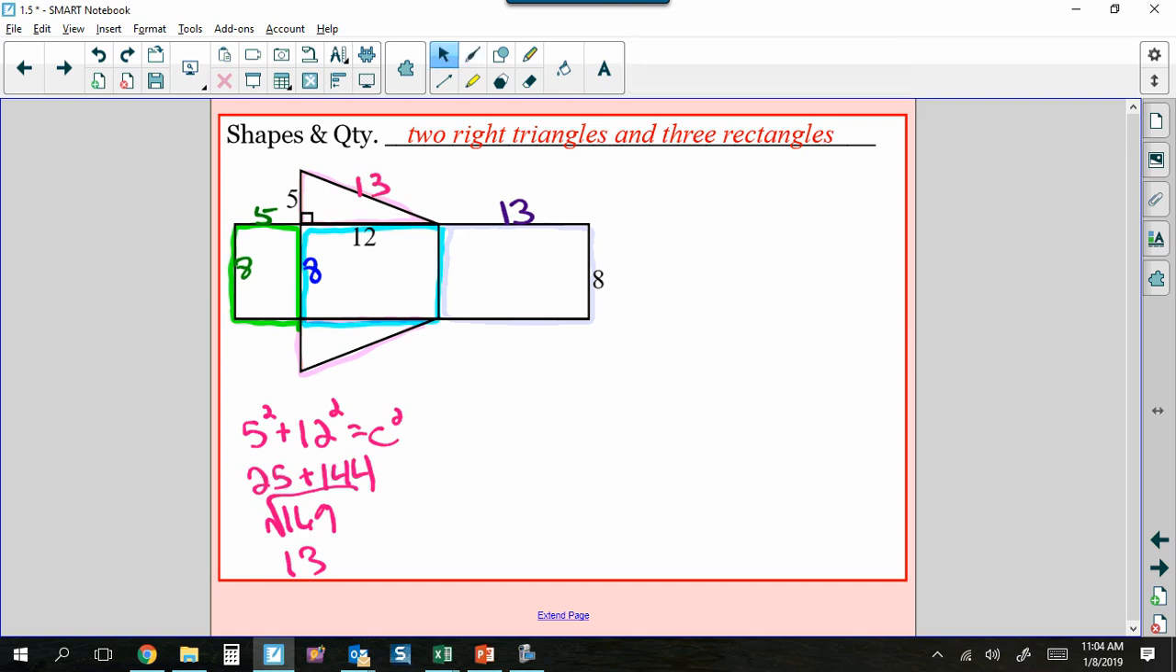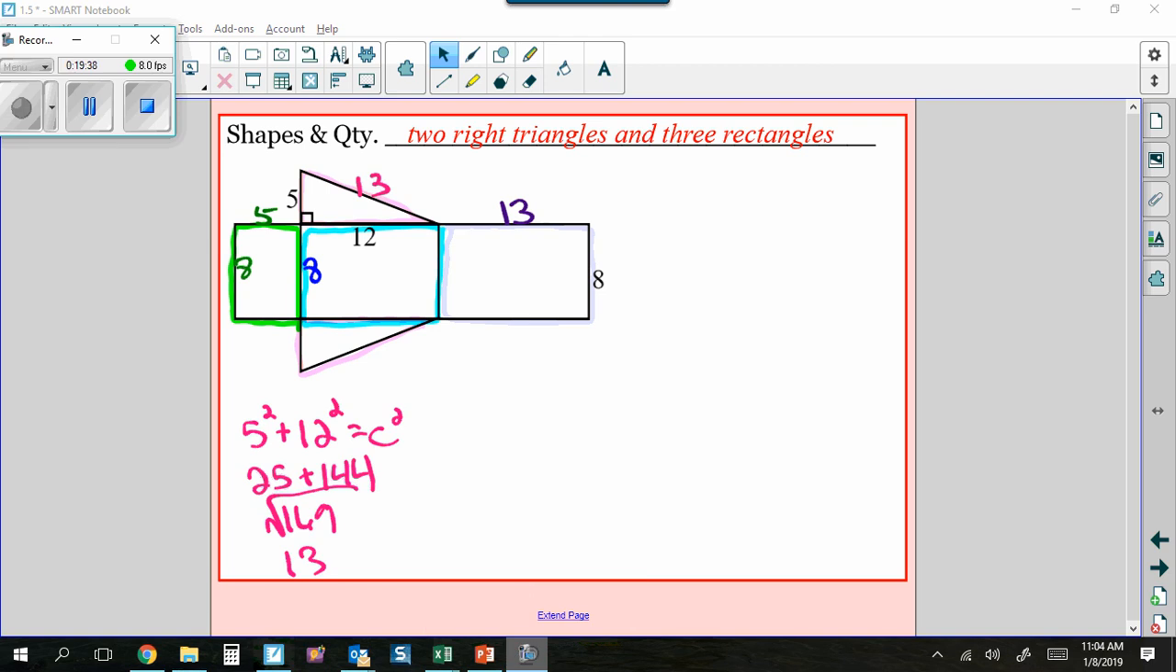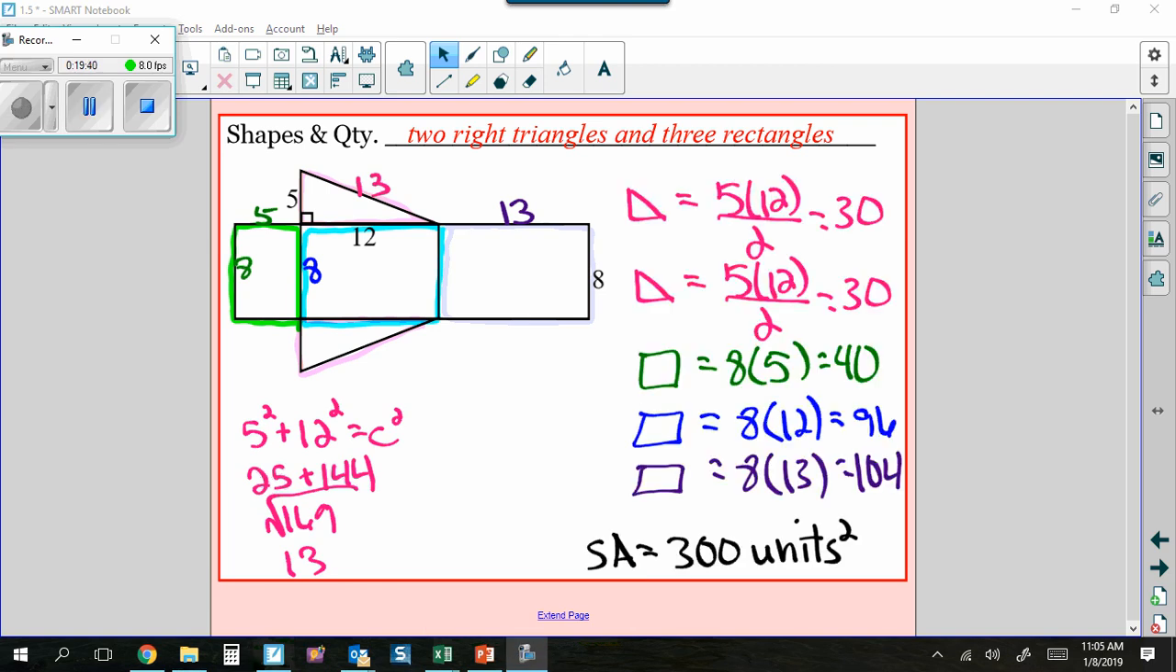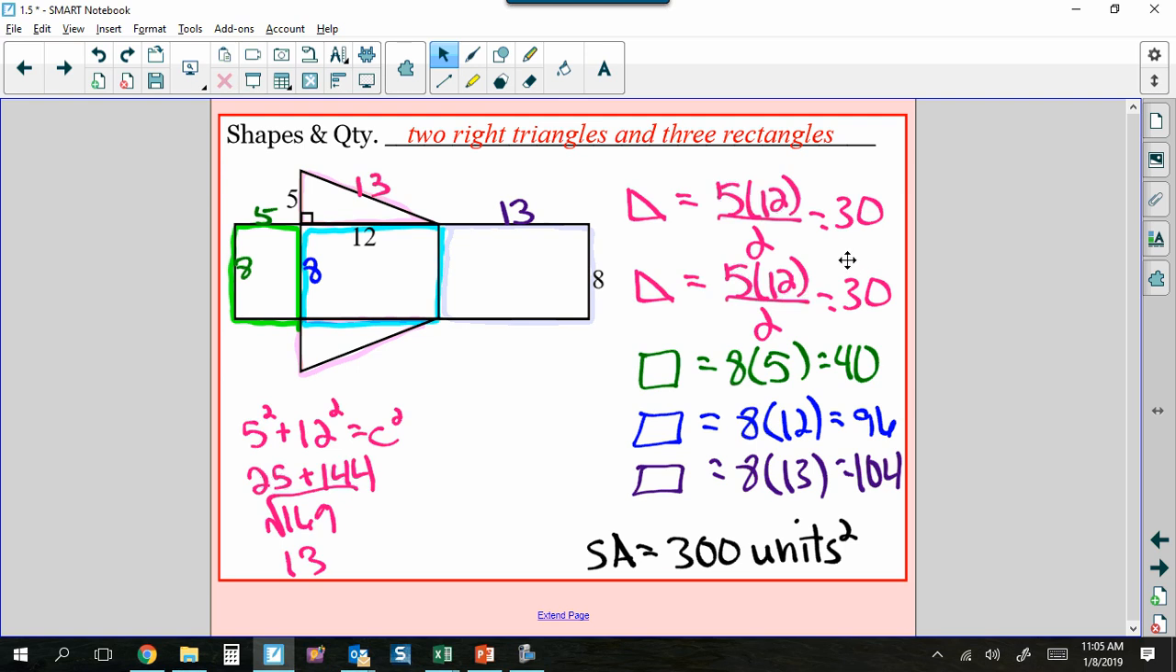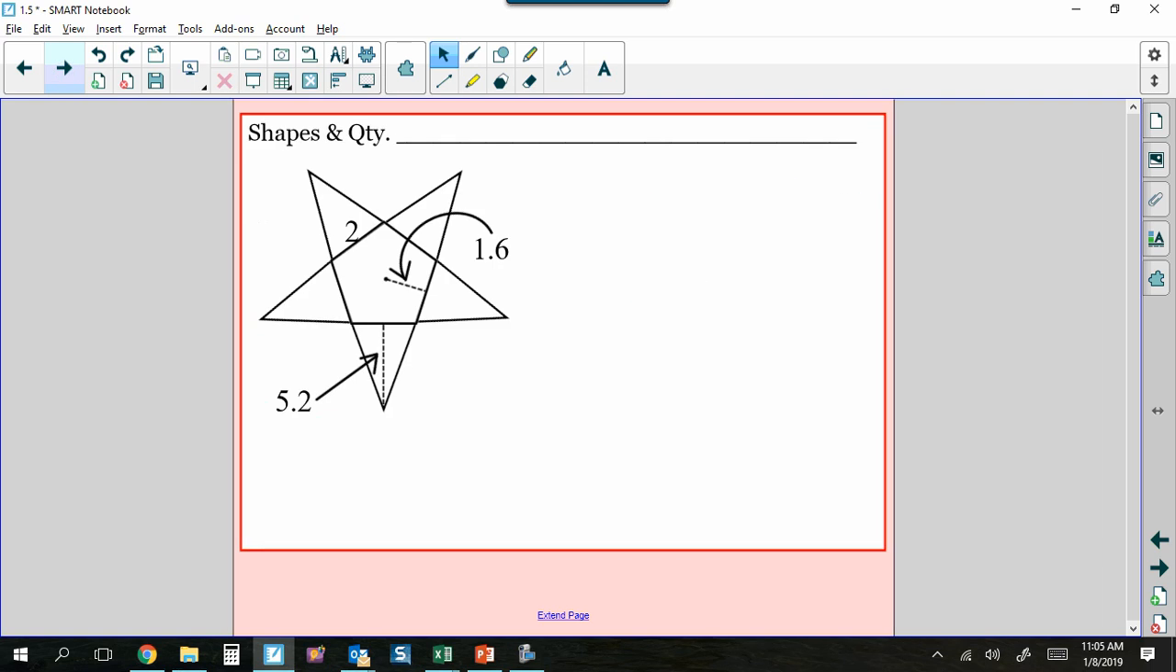So go ahead and pause the video and find the area of each of those 5 shapes and add them all together. Okay, here it is. You should have gotten an area for each one of 30 for the triangles, then 40, 96, and 104 for the 3 rectangles, giving you a total surface area of 300 units squared. Awesome. Let's try a harder one.